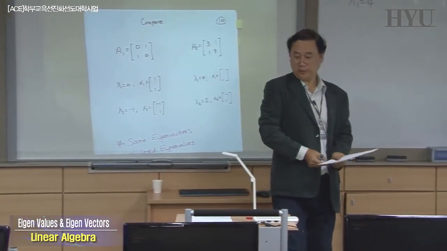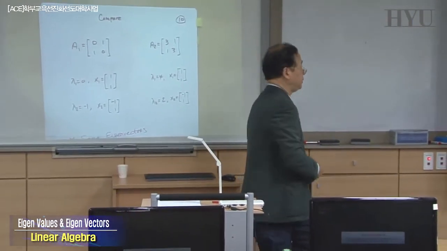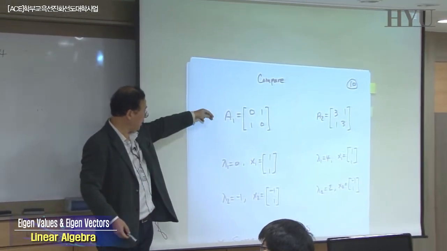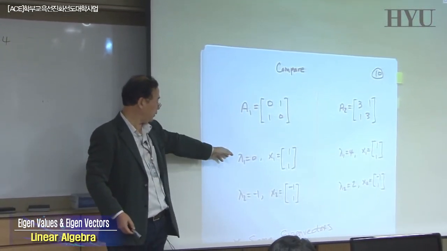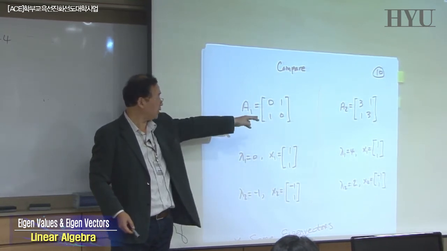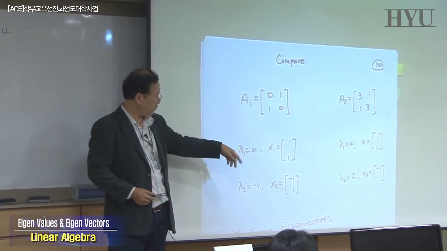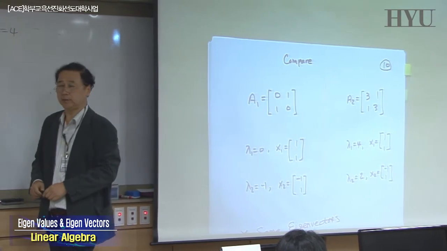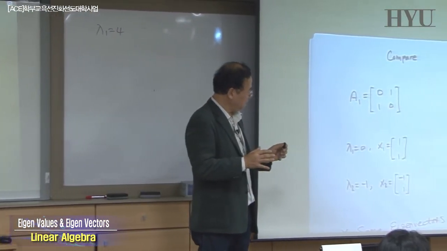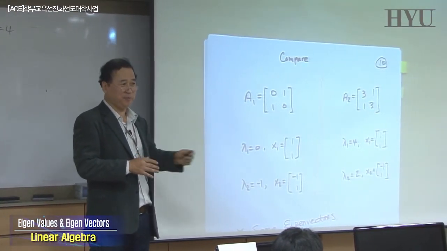Okay, there are 2 examples. The first one is the matrix 0, 1, 1, 0. When you compute eigenvalues and eigenvectors, these are the results. Another matrix is 3, 1, 1, 3, and then its eigenvalues and eigenvectors. Can you notice some tendency or behavior between the 2?